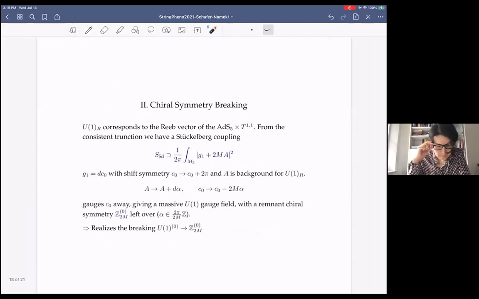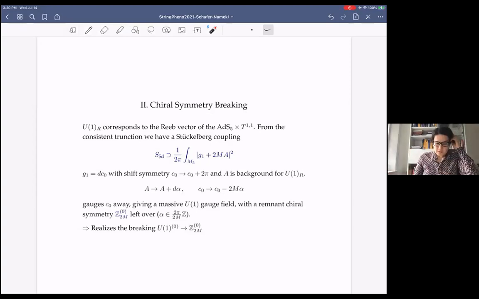Okay, so what about chiral symmetry breaking? We said there's a U(1)_R symmetry, and that's, of course, in the AdS5 times T^{1,1} solution realized in terms of the circle fiber, the Reeb vector in the T^{1,1}. So T^{1,1} is just a circle fibration over P1 times P1. So we can follow what the supergravity tells us about the background field for this U(1)_R symmetry.